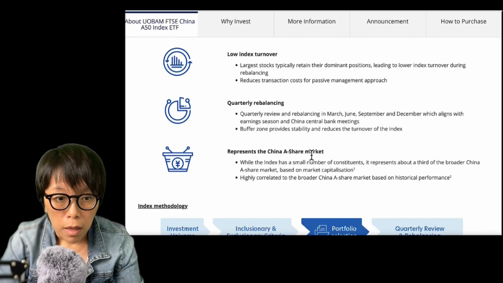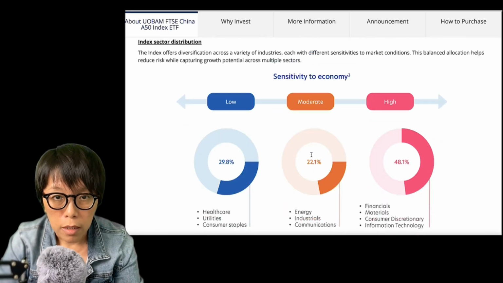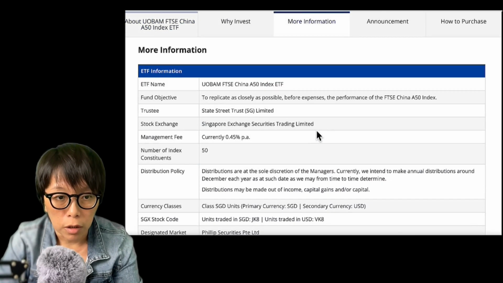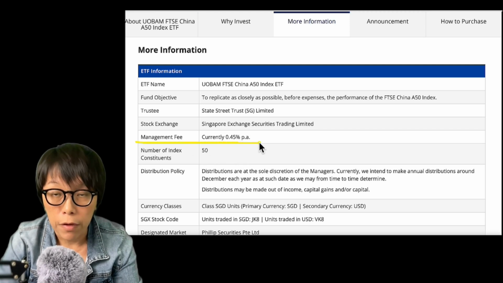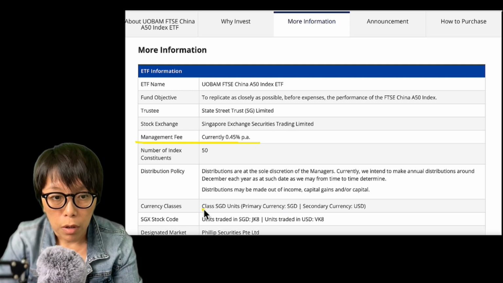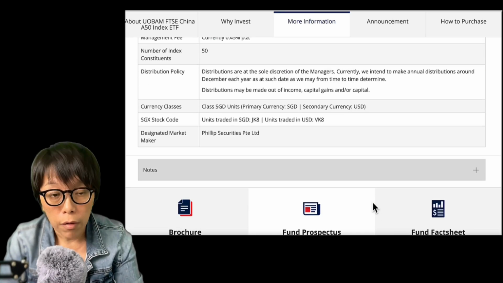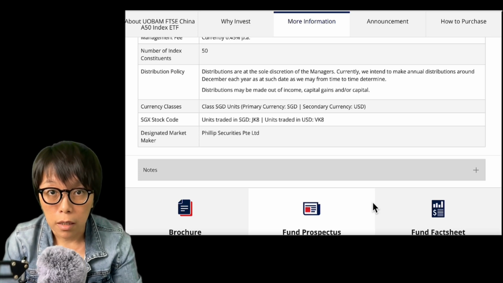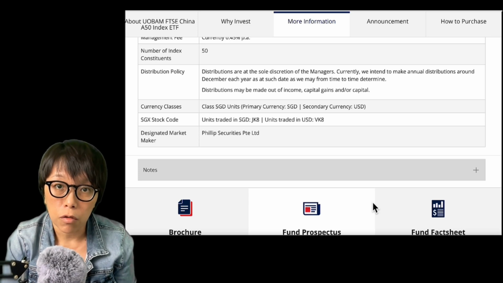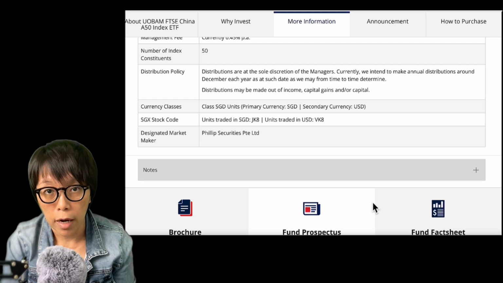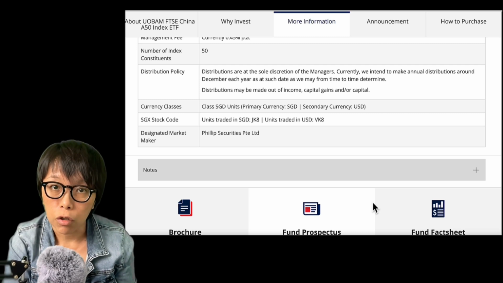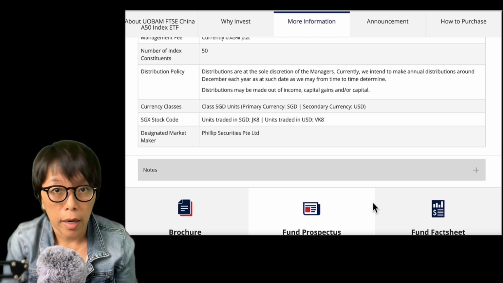as well as the stock market. Then lastly, what I like to do is I always go into the more information section to know about the management fee. The management fee is right now at 0.45% per annum. So this is still reasonable. You are able to trade in SGD as well as USD. And lastly, you are able to just sell and buy it like you are doing stocks on the Singapore Stock Exchange. So if you would like to gain exposure to the Chinese domestic market through the A50, this could be one way for you to evaluate and explore.